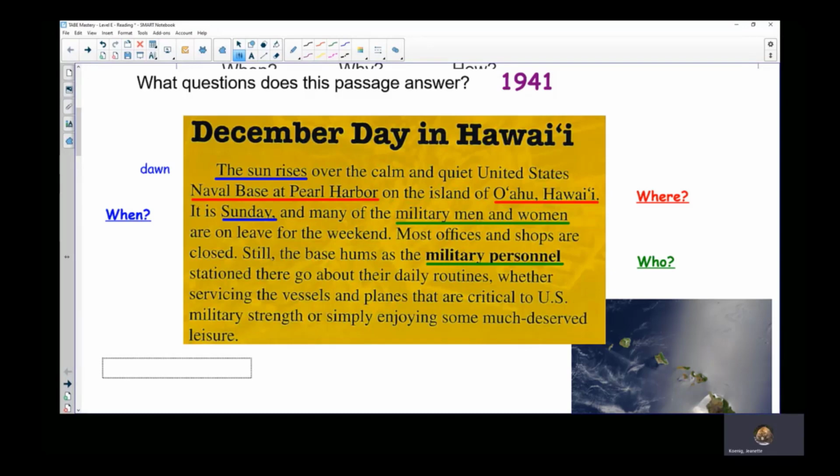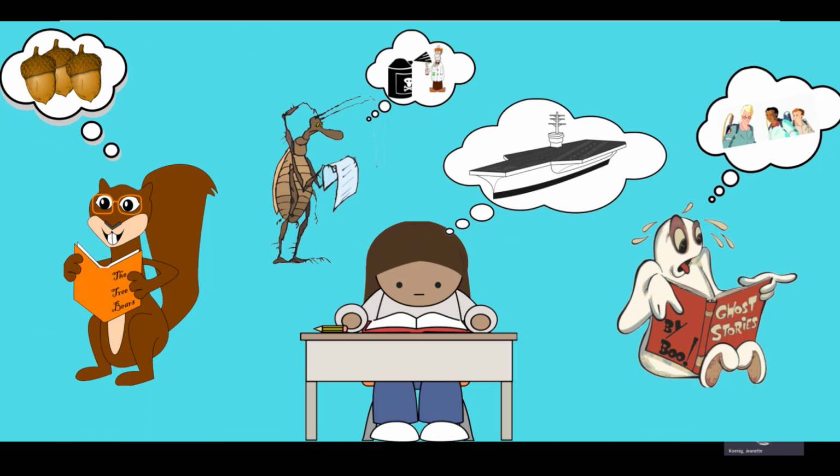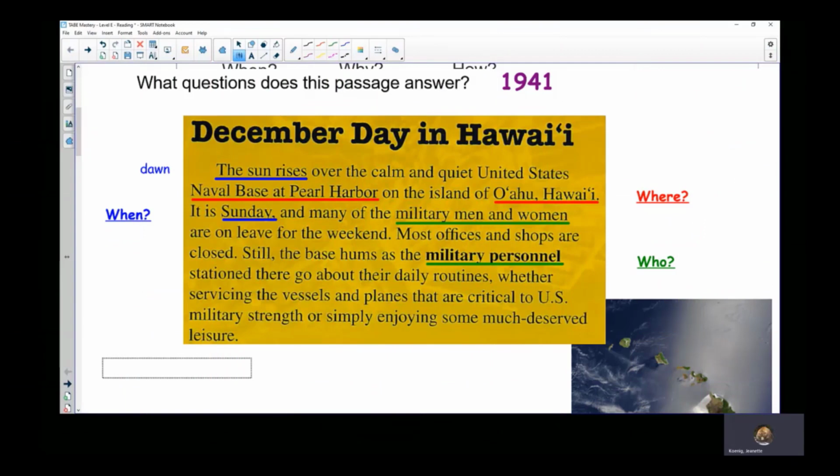But when you are reading, if what you're reading triggers some memory of something outside, something that you already know, think about that because there may be clues there that will help you understand the text that you are reading. As far as this particular passage, we got the big things. When: sometime in December, and it's on a Sunday.